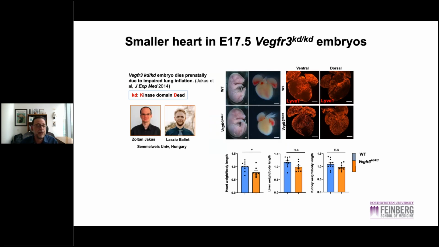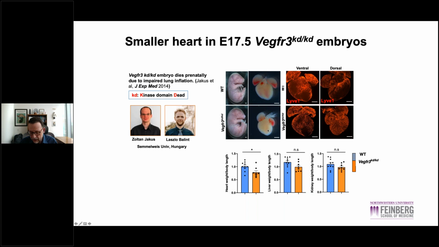So we collaborated with Sultan Jakri's lab and Laszlo in Hungary, who provided us with the VEGFR3 mutant embryos, the KDKD, which has a mutation in the tyrosine kinase domain, so basically VEGFR3 is inactive. And as you can see here, these animals also don't have lymphatics. And nicely, we also found that in this model the heart was one third smaller, supporting the results we found in the mice.